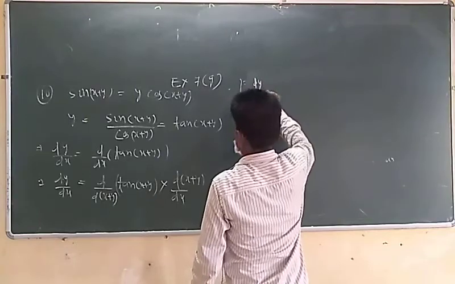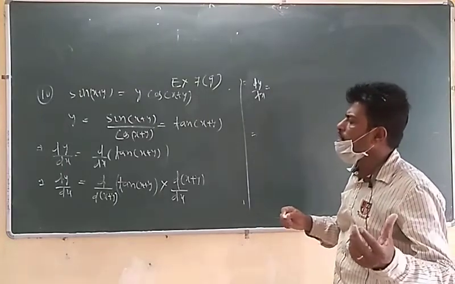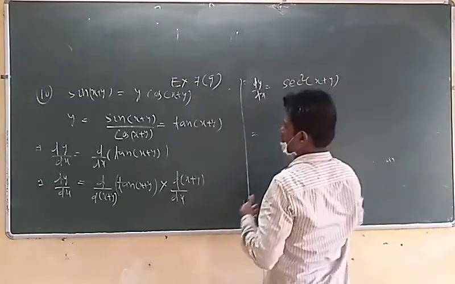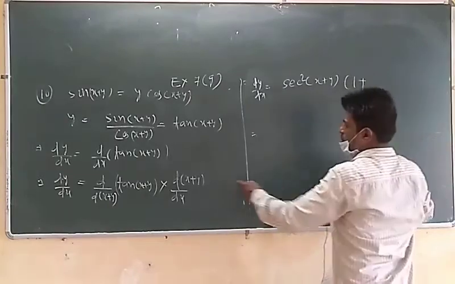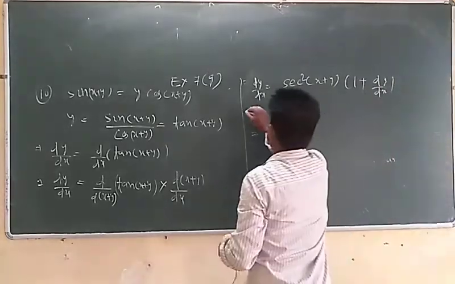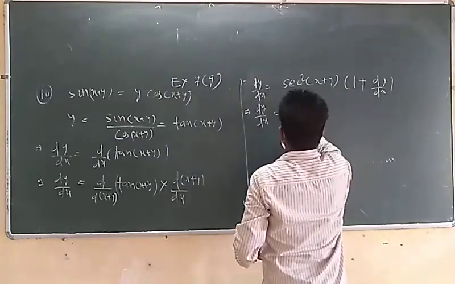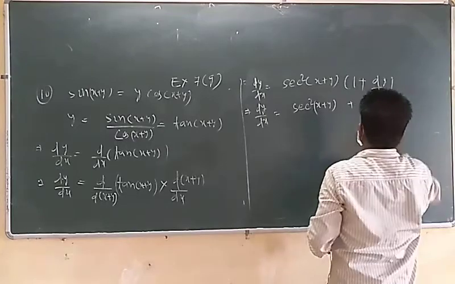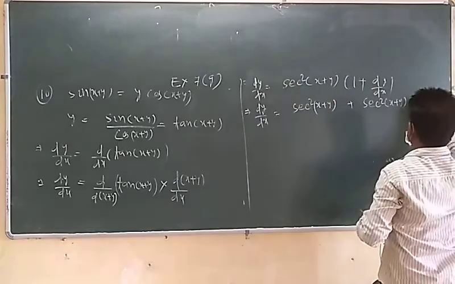So dy/dx = d/dt of tan t, taking x + y as t, and d/dt of tan t is sec² t, that is sec²(x + y), multiplied by d/dx of x, which is 1, plus dy/dx. Expanding this term, dy/dx = sec²(x + y) into 1, that is sec²(x + y), plus sec²(x + y) into dy/dx.